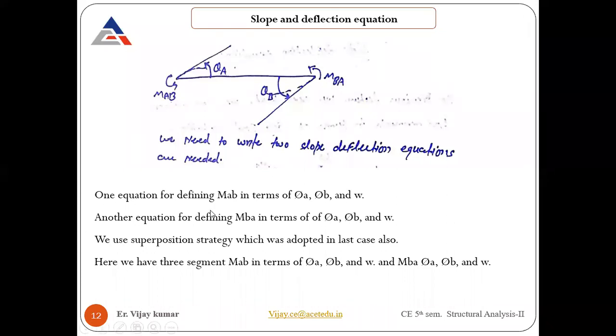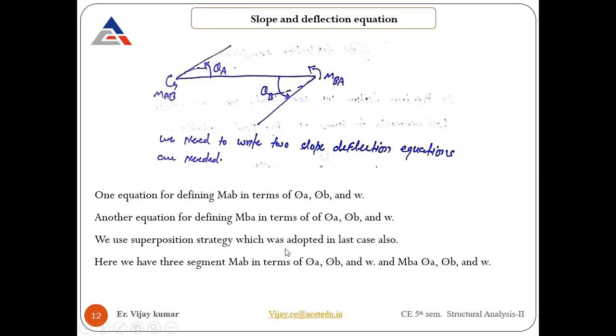So one equation defines MAB in terms of theta A, theta B, and the loading W. Another equation, MBA, is required, which we are going to define in terms of theta A, theta B, and W.